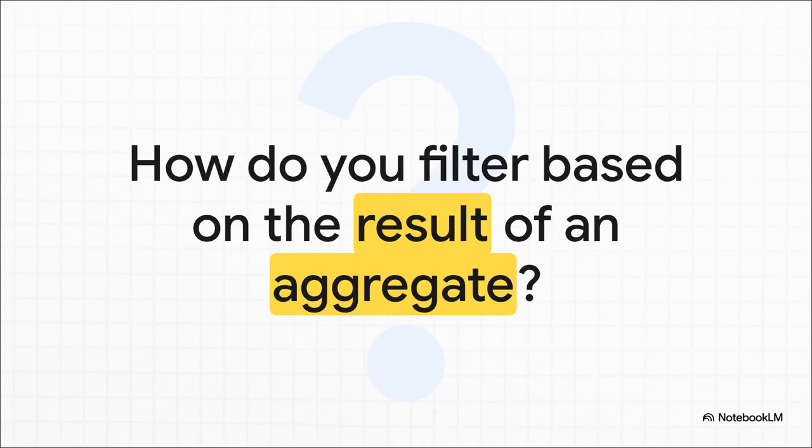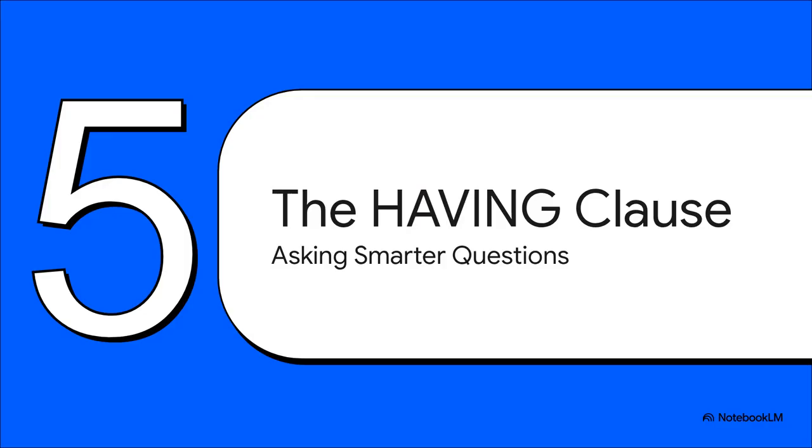You can't use WHERE for that. Why? Because when WHERE is doing its job, that average salary for the group, well, it doesn't even exist yet. The groups haven't even been created. We need a different tool, one that works after all the grouping and calculating is done. And that tool, as you might have guessed, is the HAVING clause. It was literally designed to solve this exact problem, filtering your results based on the output of an aggregate function.